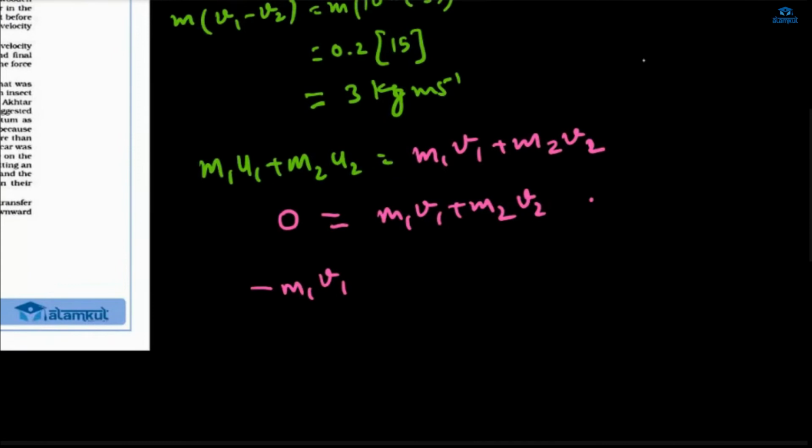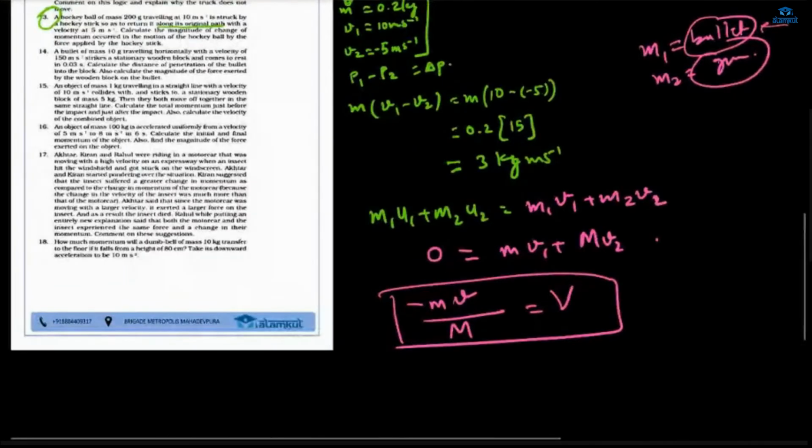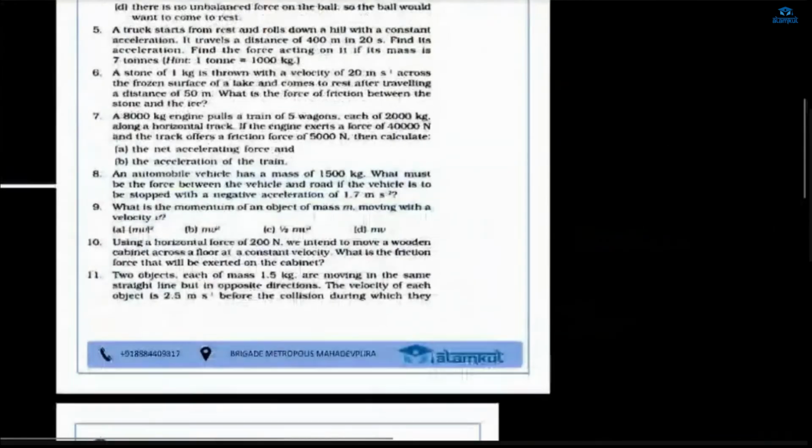Ma'am, we can also take the mass of the bullet as small m and the mass of the gun as capital M. Yes, you can take that also. You can take m1, this can be capital M, and then this will be the recoil velocity. So you can take this as capital V and this as small v. Now understood? Okay.